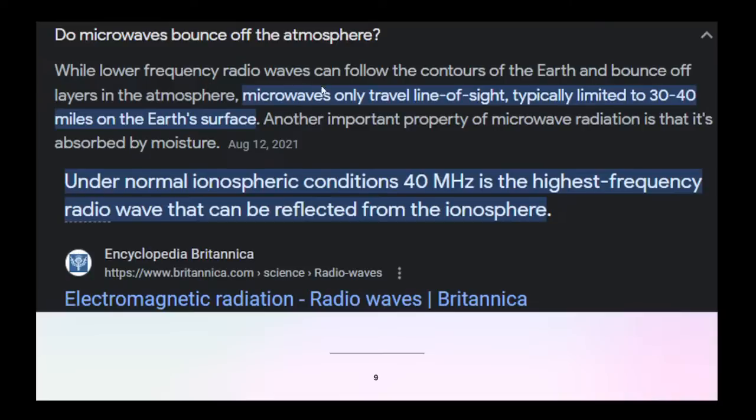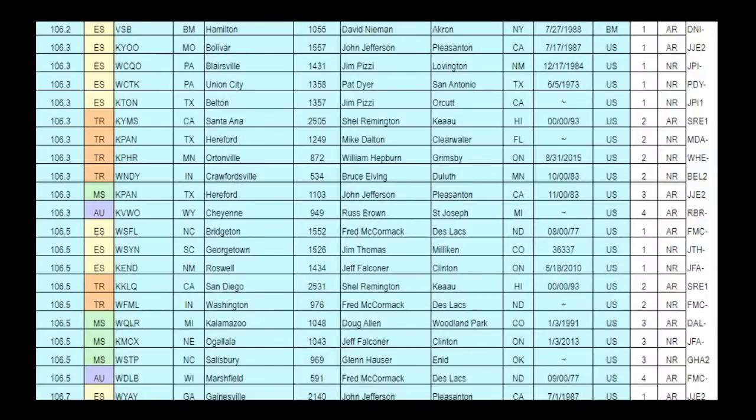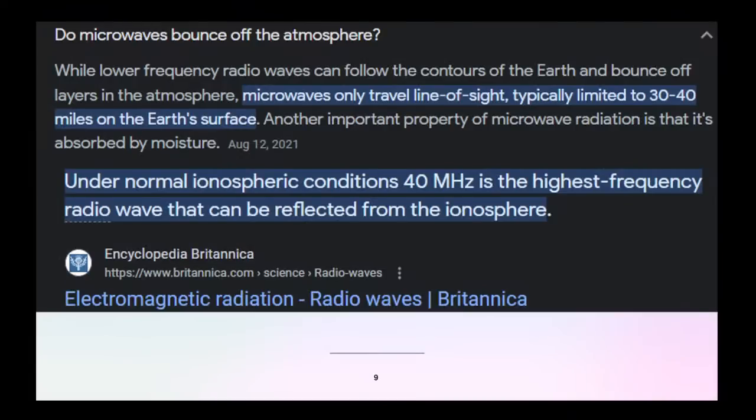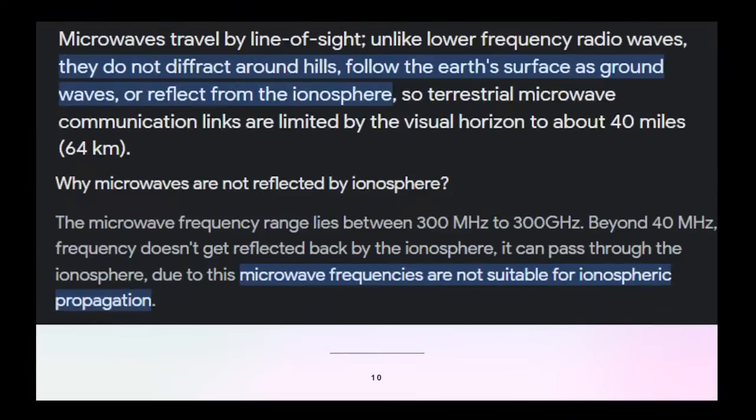While lower frequency radio waves can follow the contours of the Earth and bounce off layers in the atmosphere, microwaves only travel line of sight, typically limited to 30-40 miles on Earth. Under normal ionospheric conditions, 40 megahertz is the highest frequency radio wave that can be reflected from the ionosphere. And we showed, 40 megahertz? Well, that's crazy, because 106 megahertz is shared in 2,140 miles. Okay, but either way, back to the microwaves, they travel by line of sight.